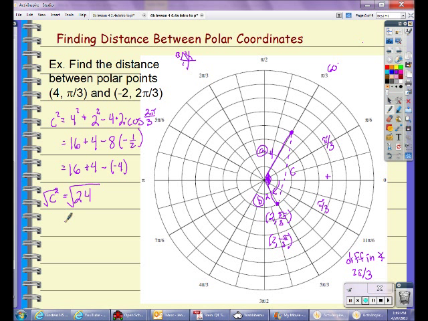Now, can we simplify that? What perfect square goes into 24? Well, I can say that's 4 times 6. So that's 2 root 6. And that, my friends, is your final answer. It makes much more sense for this length to be 2 root 6 instead of, say, 24.